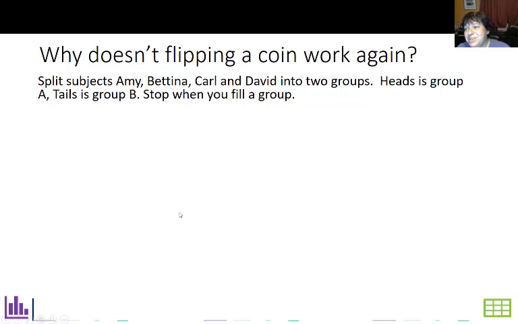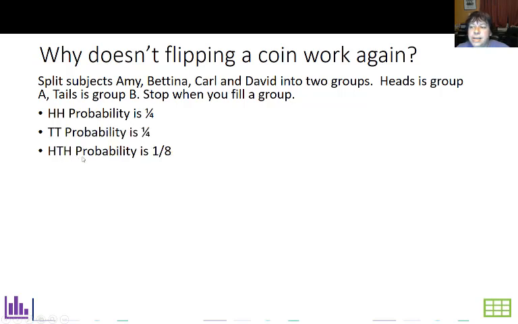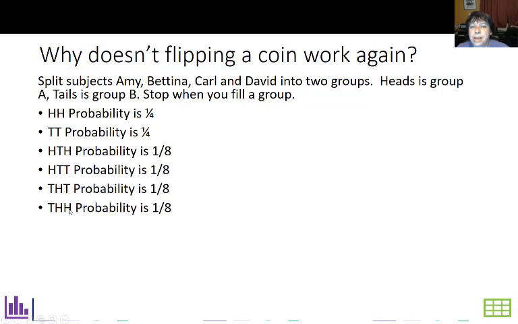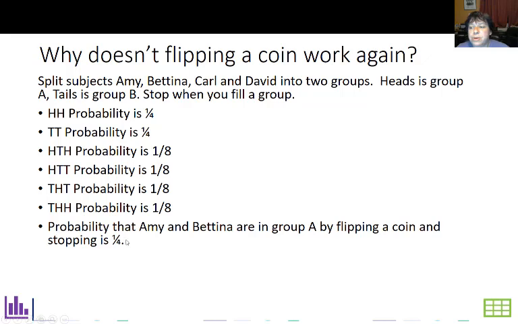But just in case you didn't get it, and this was for my prior year when I didn't cover that example, we have Amy, Bettina, Carl, and David, and we want to put them in 2 groups, and we're going to have them flip heads or tails. Heads is group A, tails is group B. So the probability of heads and heads is 1/4. Tails and tails is 1/4. Heads, tails, heads is 1/8. So I'm just flipping until I have a group filled. And we kind of worked through that on our example.